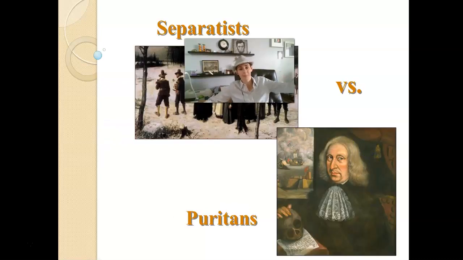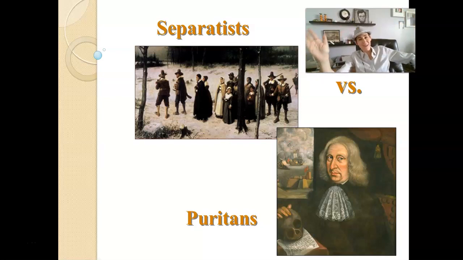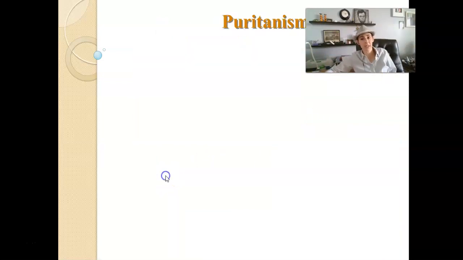All right, so let's talk pilgrims. There were two types, ladies and gentlemen, count them, 1, 2. So we have the Separatists and we have the Puritans. These are two different types of pilgrims. They both came over on the Mayflower. They both came over to settle New England, but they had a couple of different goals in terms of why they came here. So let's talk about these guys.